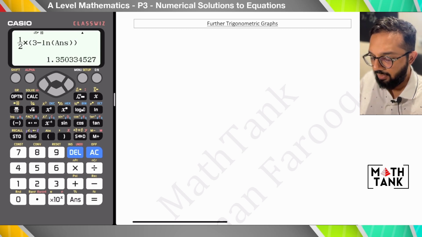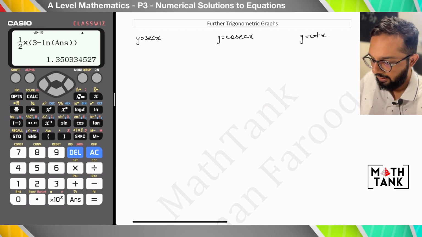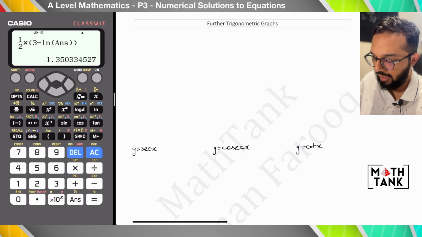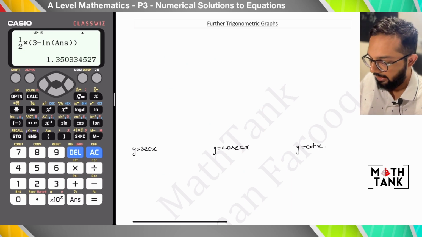With further trigonometric graphs, I am talking about the graphs of sec x, cosec x, and cot x. Okay, in order to understand these three graphs, I am first going to draw the graphs of cos x, sin x, and tan x for you, and below that I'm going to draw the graph of cosec x, sec x, and cot x.